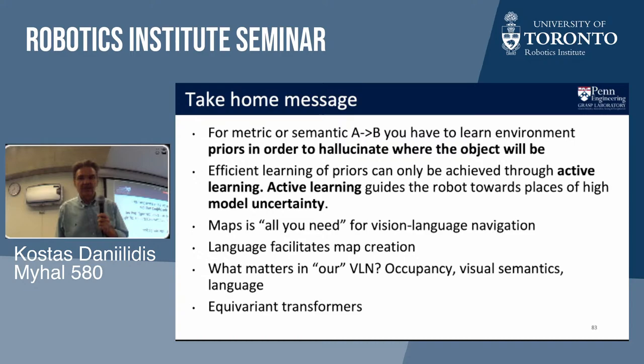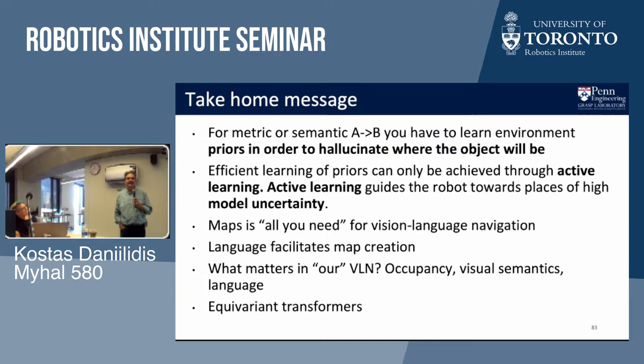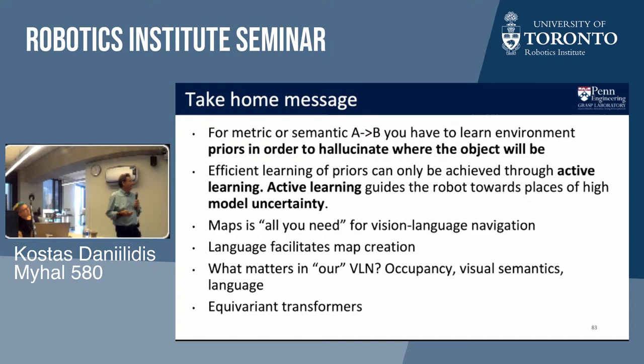So the message here is that we believe in maps. That's the main message: that pretty much maps are all you need for both semantic navigation and vision language navigation, as opposed to seeing something, taking action, seeing something, taking action, seeing something, taking action. So we have a way to efficiently hallucinate the whole map. We started VLN with ground truth maps, and we say if we hallucinate the map well, then we can probably solve it as well as with ground truth maps.